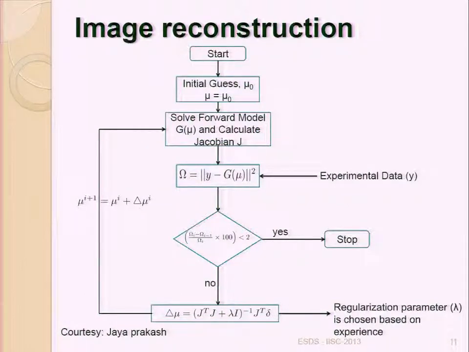So once again, I want to emphasize this lambda is required every iteration because of the ill condition of the Jacobian matrix. The ill-conditioned Jacobian here is mainly because of the multiple scattering the light suffers while traversing through the tissue.